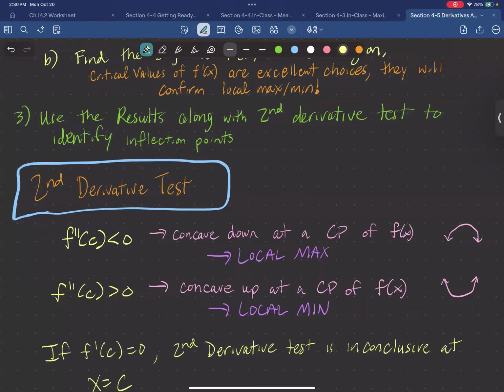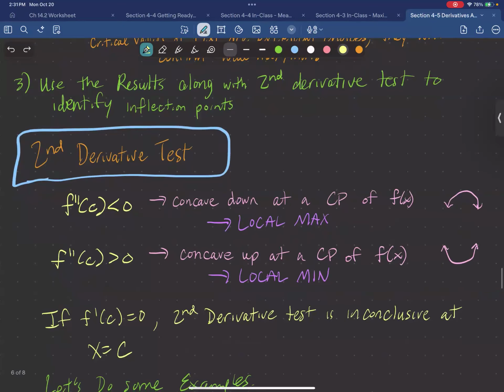If it's concave up at a point, it means it's increasing along that region. We've got a bowl facing upwards. It's a local min, because we're looking at this point here where it's changing. Well, that's where our critical point is going to be in a second. You'll see. And then if f double prime of c equals 0, the second derivative test is inconclusive at x equals c. And we have an example of that here as well.